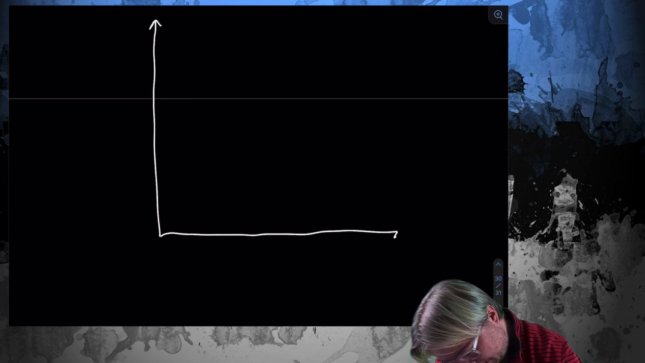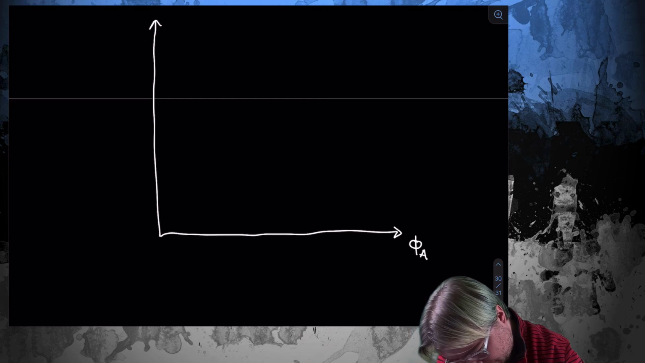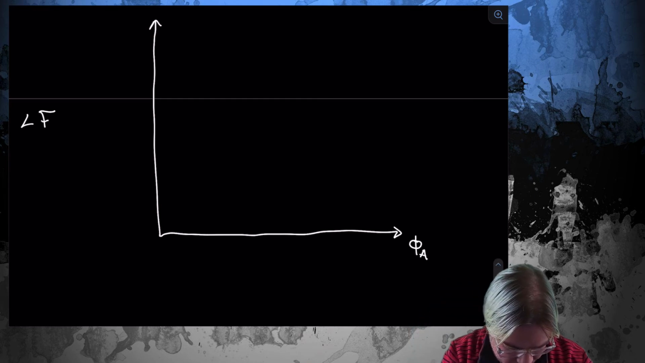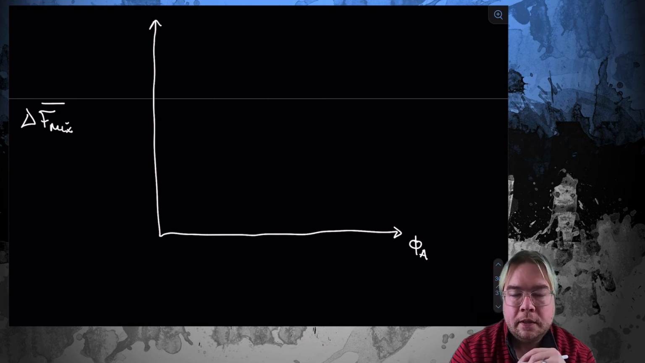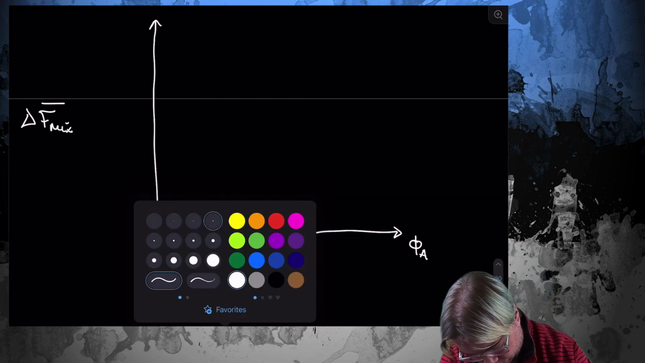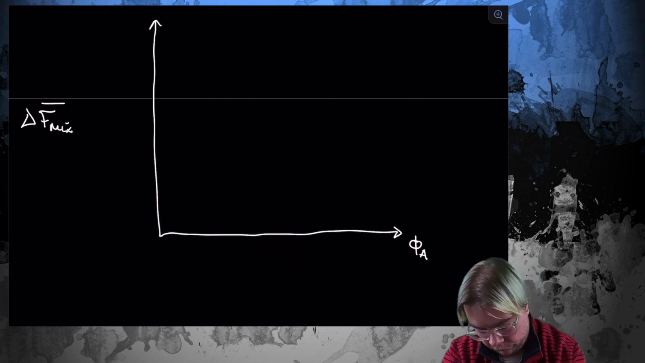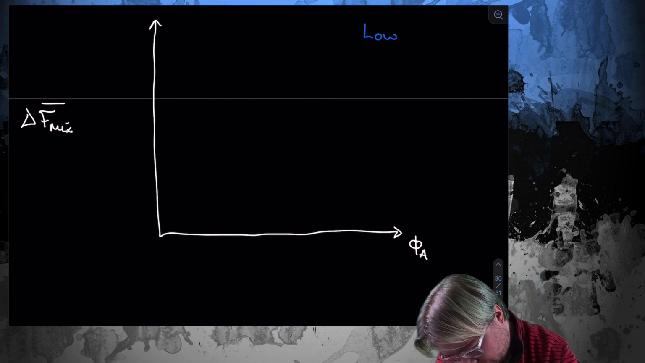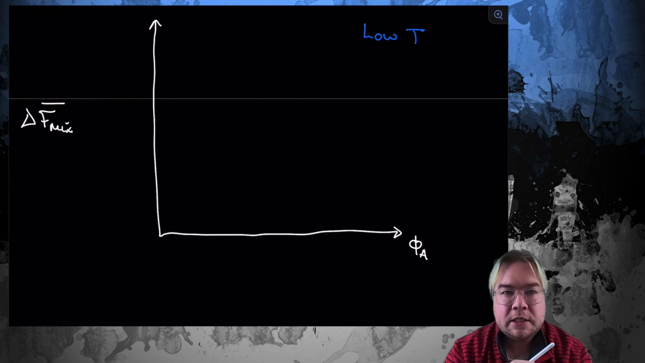Let's start at low temperature and then increase the temperature higher and higher. So what I want to plot for this will be delta F of mixing at different temperatures. All right, so at low temperatures, in fact, let's start here. We'll make it blue for cold. So at low temperatures, mixing is not going to be favored.